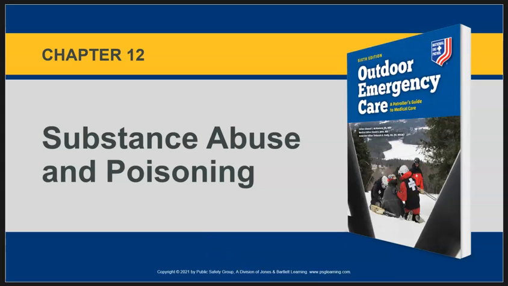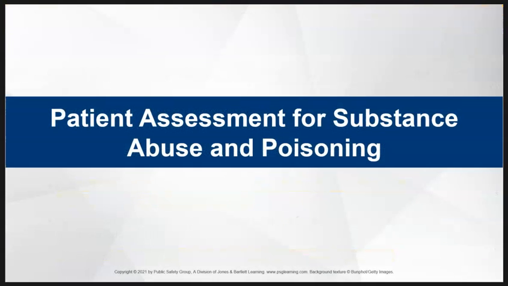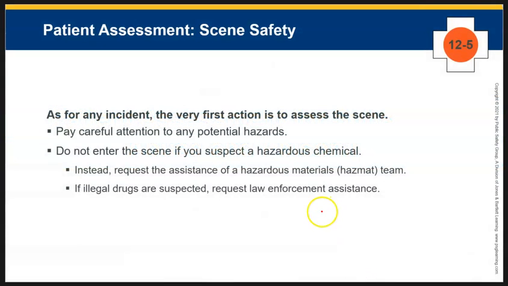This video continues Chapter 12 of OEC 6, looking at substance abuse and poisoning, and in this video we're really going to focus on the correct assessment of someone who has abused a substance or been poisoned. When we begin with patient assessment, nothing changes in terms of our algorithm.